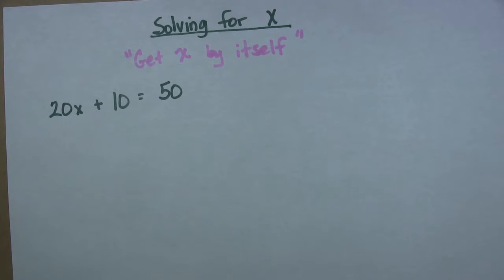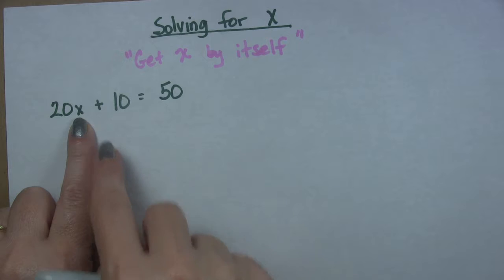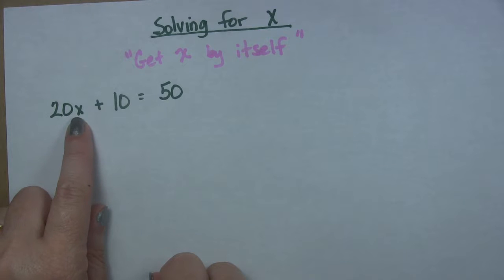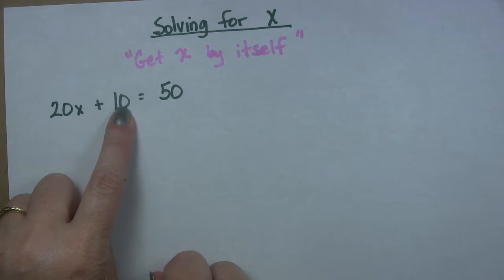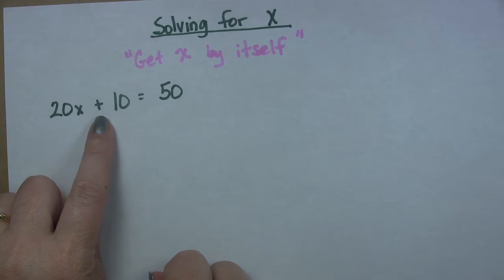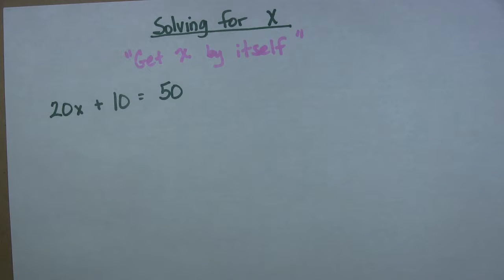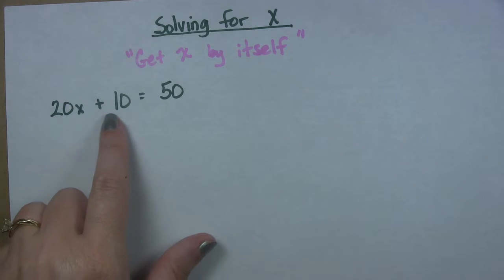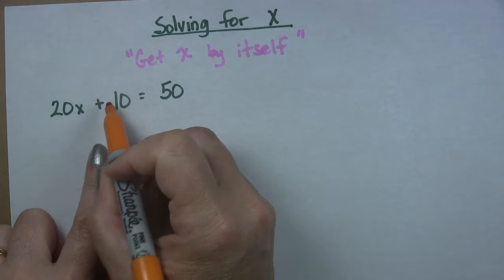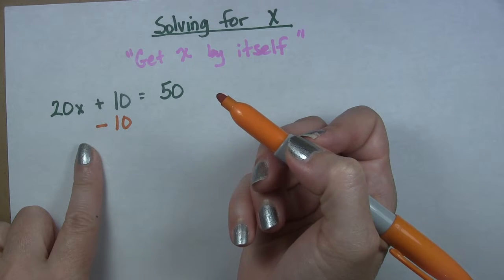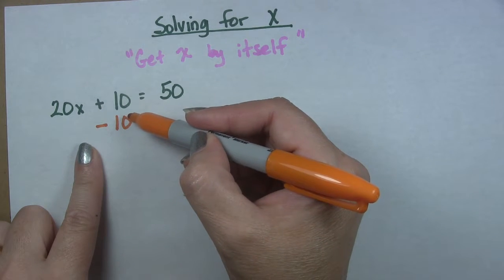Okay, so you will notice that we have two numbers that are on the same side of the equation as x, and we're going to get rid of them. The 20 is multiplied to x, and then the 10 is just added on. Generally what we want to do is get rid of the easiest stuff first. This 10 is just added on. It's not very tightly attached to that 20x, so we're going to get rid of it first. The 10 is added on, so to get rid of it, we will subtract 10, okay? And that will make the 10 go away, right?